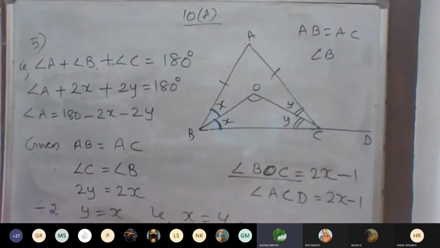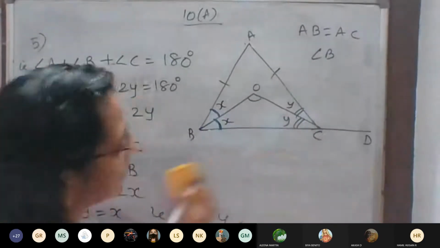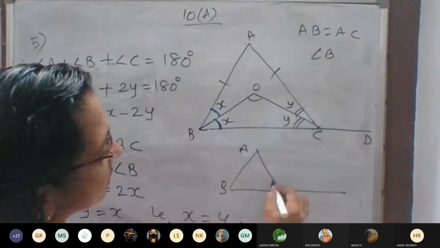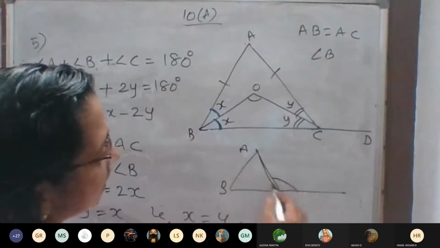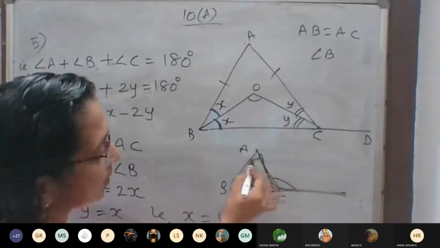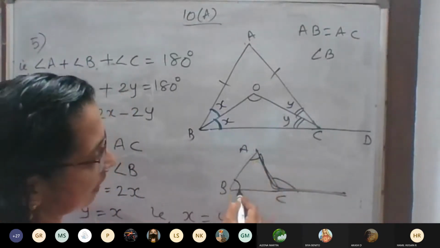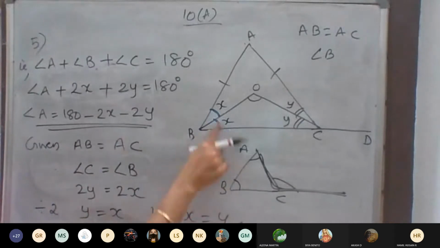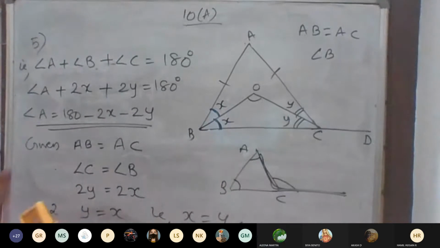Which are the opposite interior angles? If we are considering triangle ABC, ACD is the exterior angle. We have to find the value of this exterior angle ACD. So exterior angle is equal to the opposite interior angles. Angle A we have as 180 minus 2x minus 2y. Angle B also we have as 2x. So using that we can do it. Up to this completed?